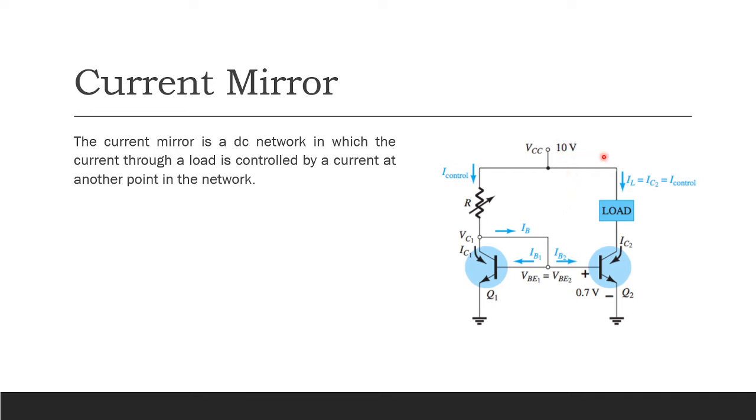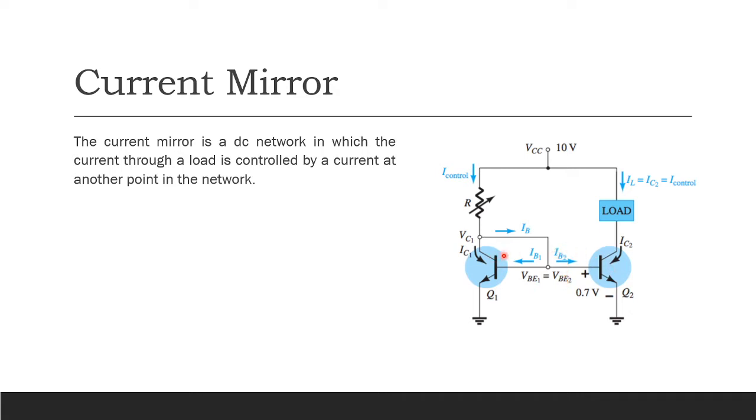So, we have a voltage source that is VCC. And then we have a variable resistor right here. Kasi yan yung gagamitin mo to control the I control. And then we have two transistors. And yung collector ng Q1 natin is connected to their bases, to the bases of Q1 and Q2.